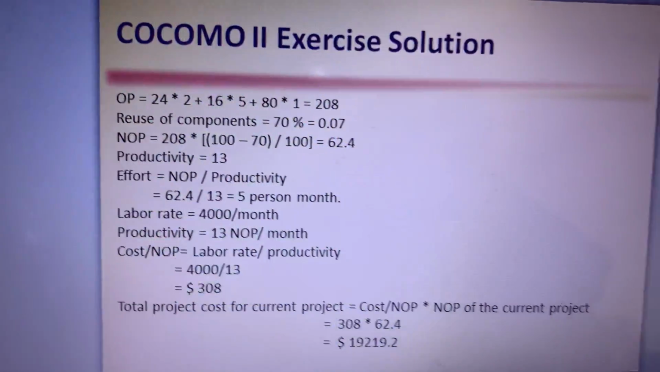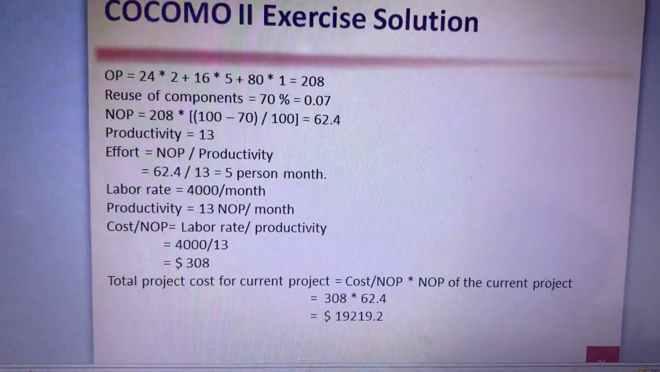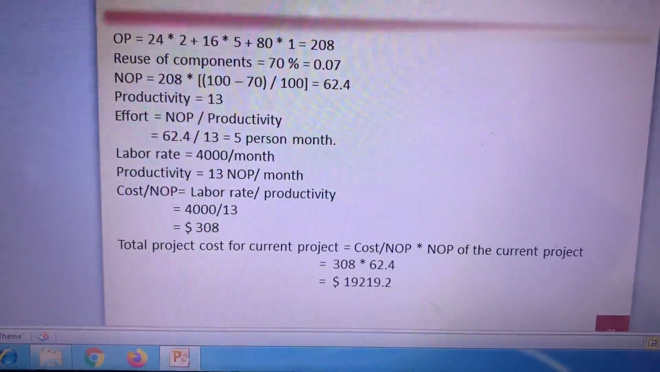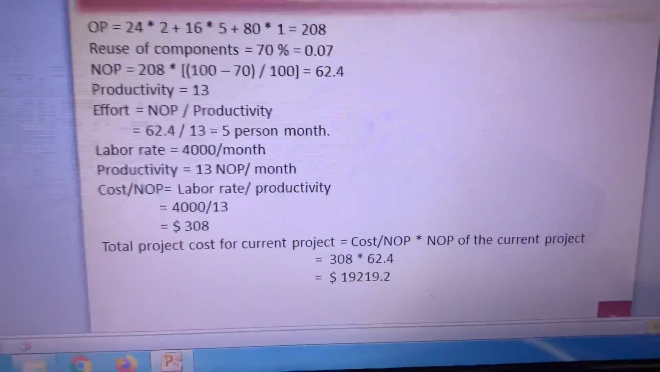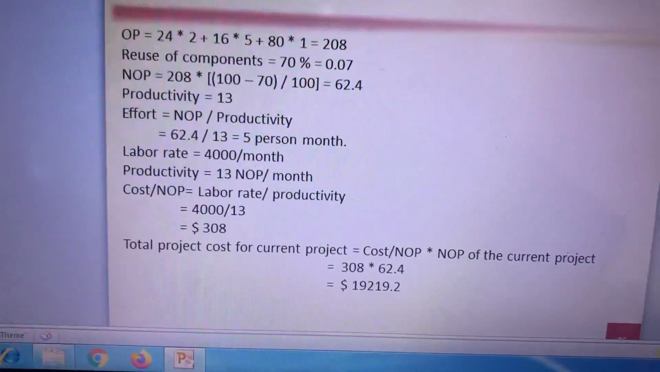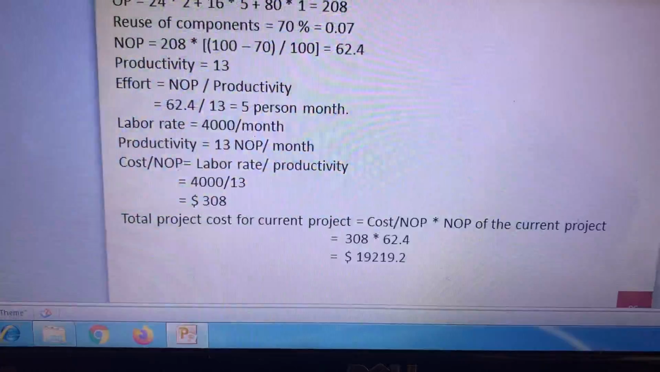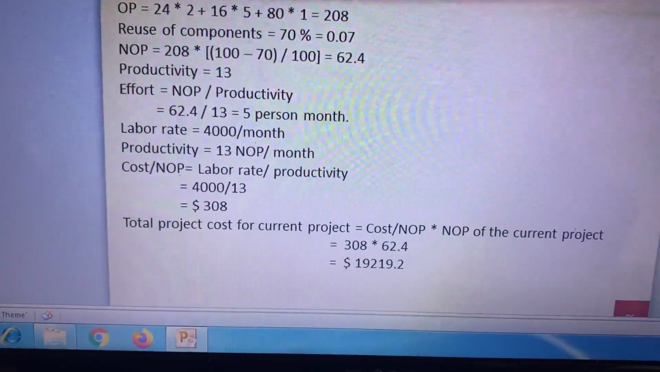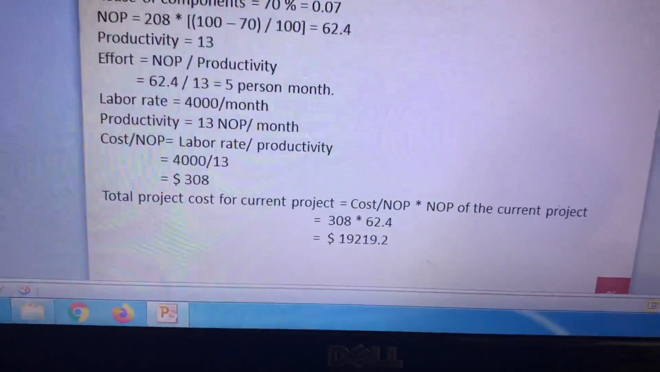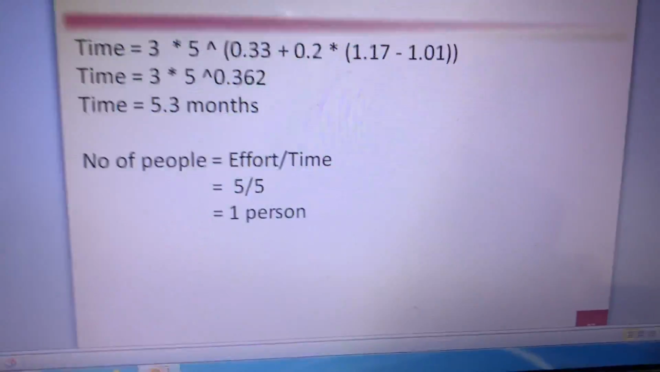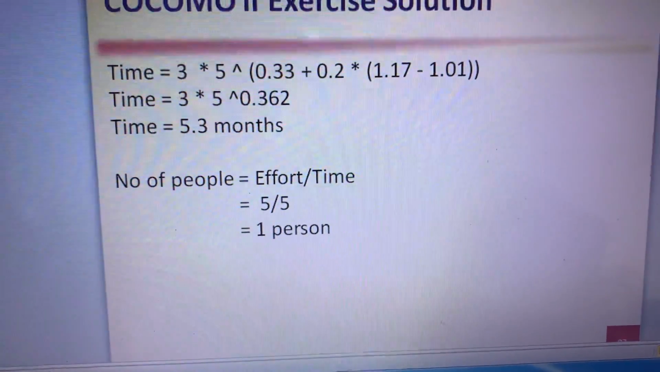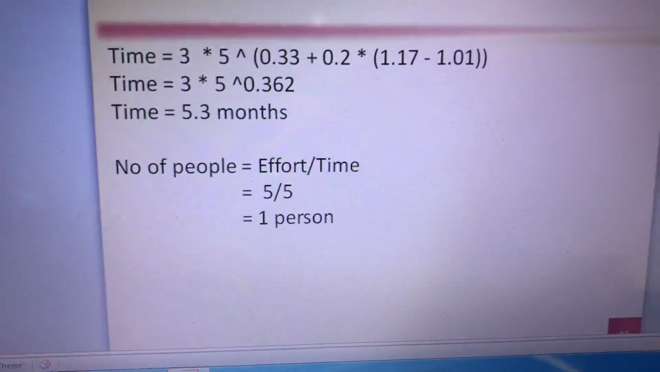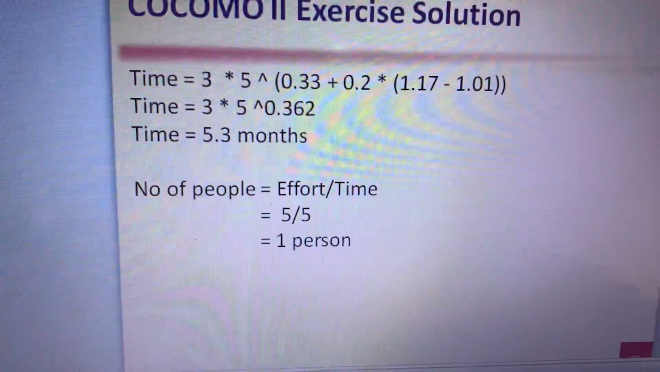So as you can see in the exercise, we calculate OP, we calculate NOP, 62.4, and 70% is the reuse. So we don't need to put 0.7, directly we put 70. And labor rate is 4,000, productivity is 13. So cost per NOP $308, and project cost is cost per NOP multiplied by NOP. Time is 5.3 months after having the effort, which is 5, and number of people, effort over time, 1 person.